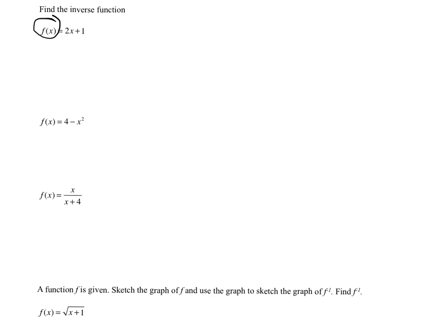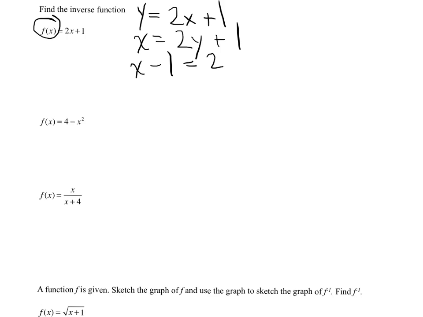Well, remember that f of x is the same as y. So we start by saying y equals 2x plus 1. Now we interchange the variables, which means we substitute x for y and y for x. So technically this is the inverse function, but we like to have it solved for y. So we'll solve this for y by subtracting 1, x minus 1 equals 2y, and now divide by 2. X minus 1 divided by 2 is equal to y. And that is the inverse of f. So f inverse of x is x minus 1 divided by 2.